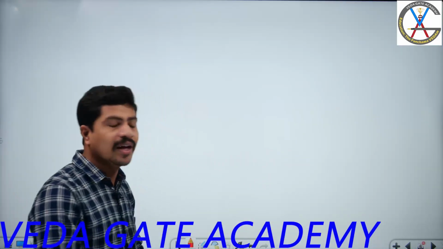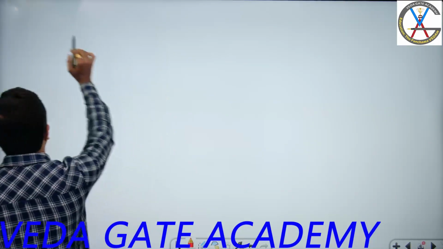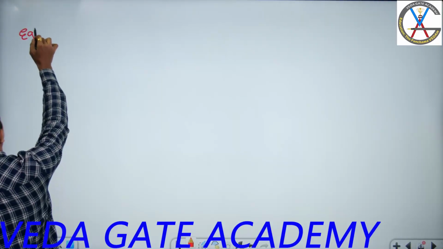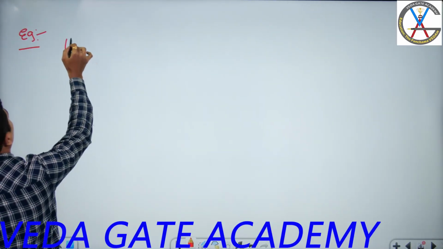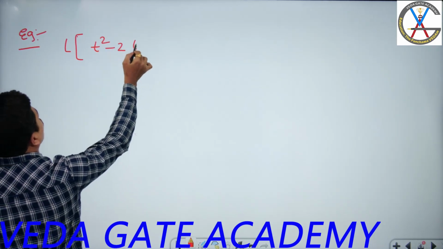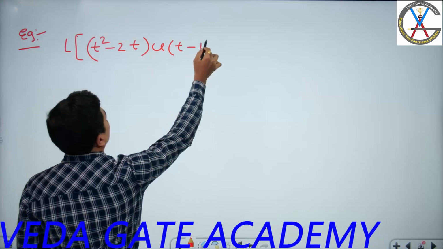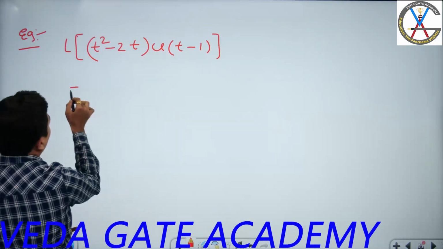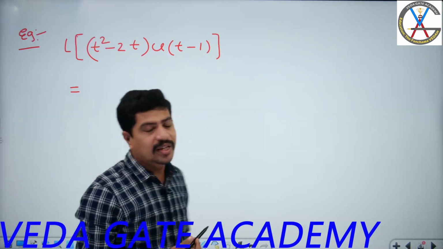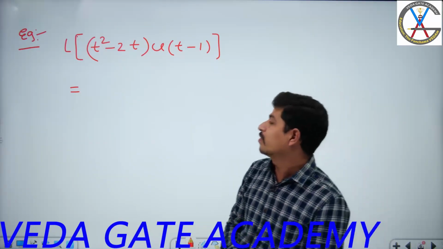This question was given in the ESE paper, the Indian Engineering Services paper. I am expecting an answer from all of you. Please solve this question and give me the answer. Find the Laplace transform of t square minus 2t into u of t minus 1. He is asking for the Laplace transform of the given expression f of t. What is f of t given? t square minus 2t into u of t minus 1.